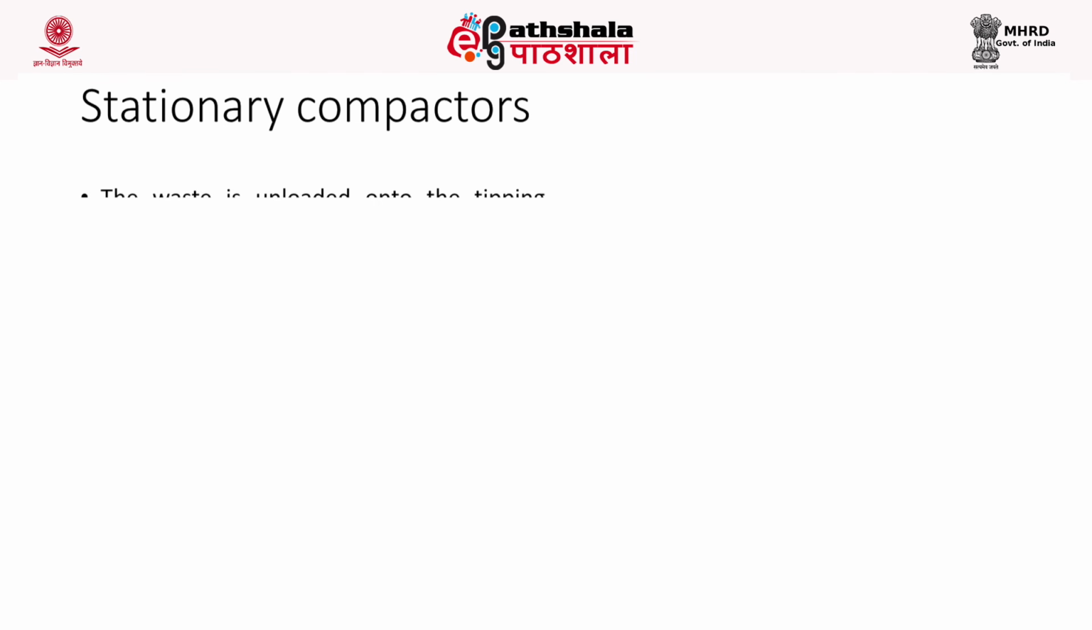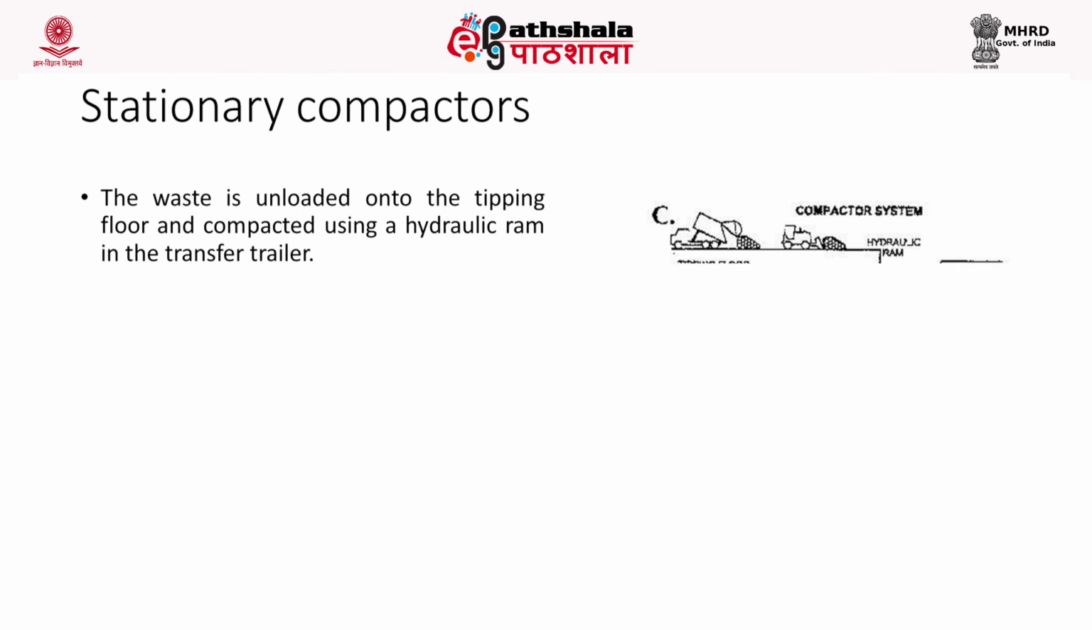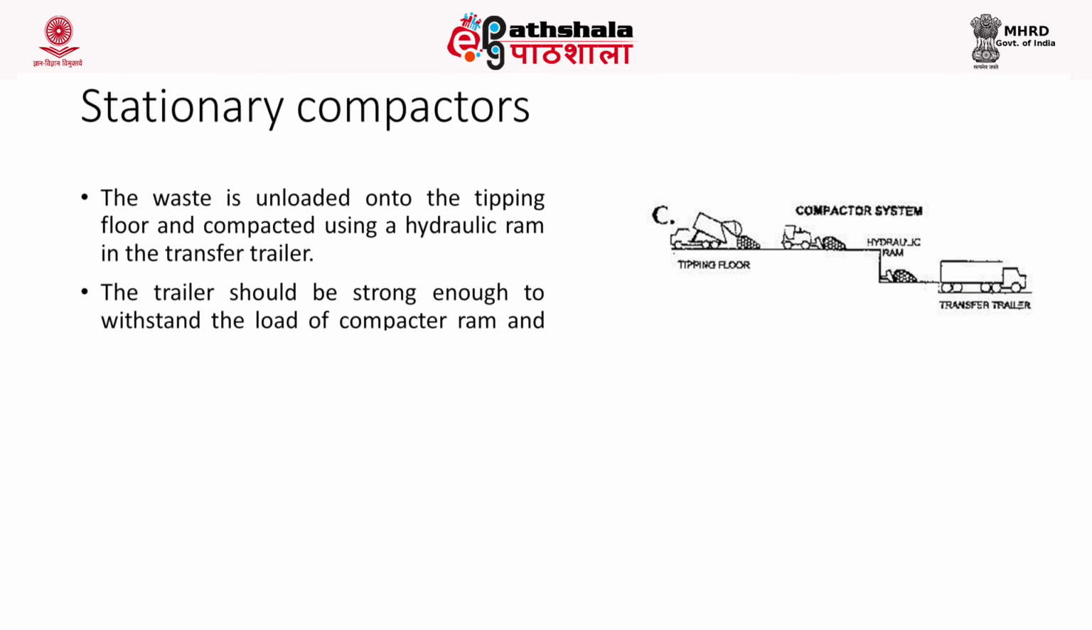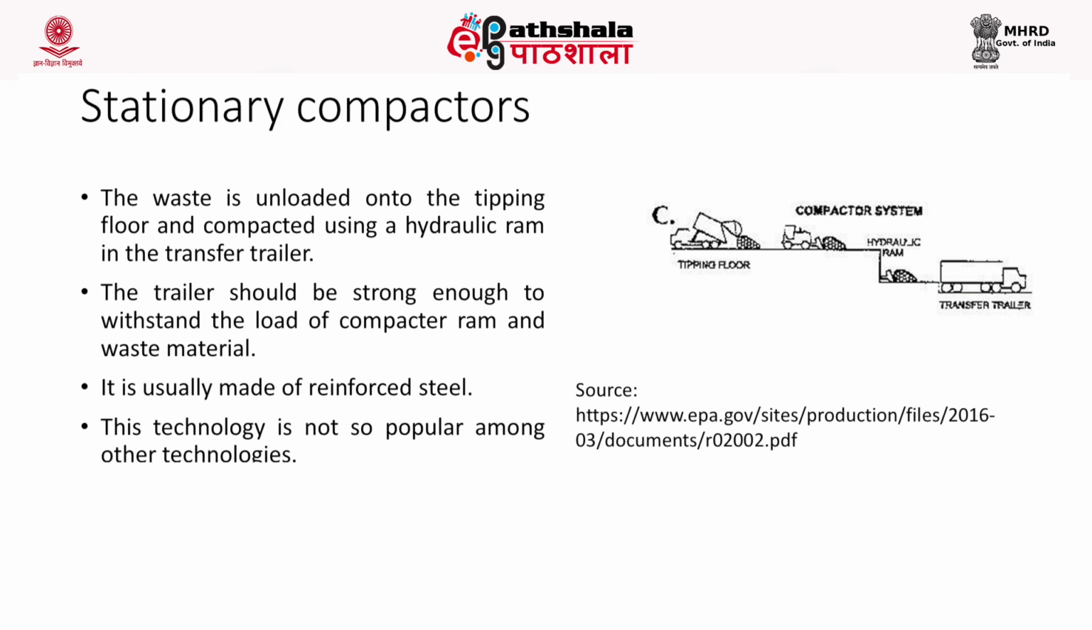Next technology is the stationary compactor, where the waste is unloaded onto the tipping floor and compacted using a hydraulic ram in the transfer trailer. The trailer should be strong enough to withstand the load of the compactor ram and the waste material. It is usually made of reinforced steel. Now this technology is not so popular among other technologies.